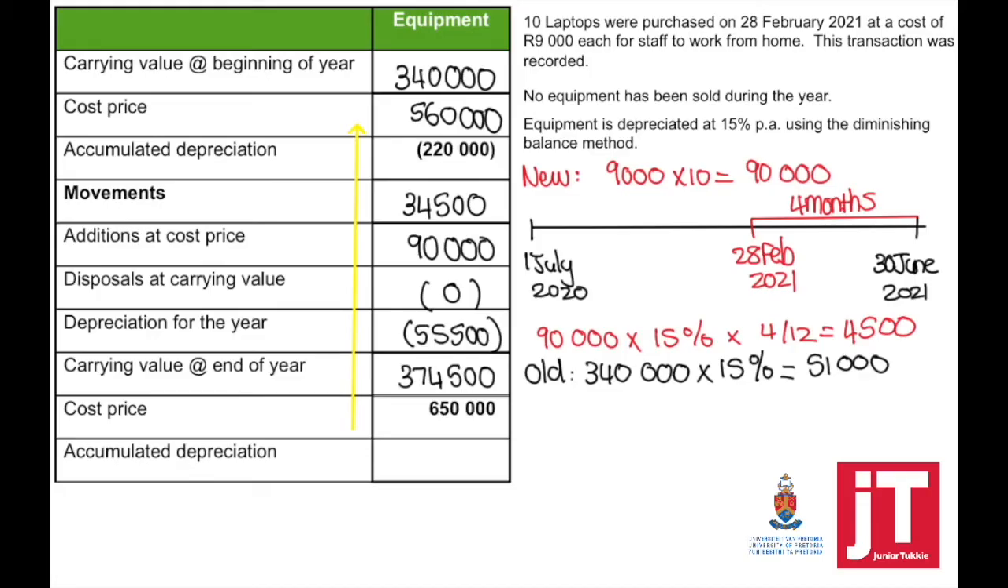And now we can calculate the carrying value at the end by taking the carrying value in the beginning, 340,000, plus the movement, because there's no brackets, equals the carrying value at the end. To get the accumulated depreciation, we can take the cost, 650,000, minus the carrying value. And don't forget, it must be in brackets. Depreciation, disposal, and accumulated depreciation must always be shown in brackets.